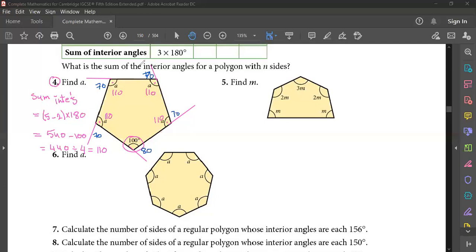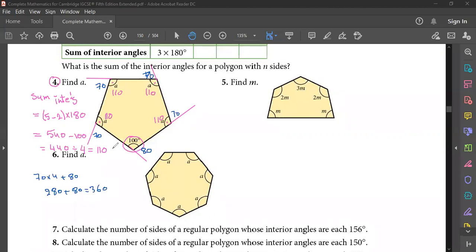Now can we add them up? We'll do 70 times 4 plus 80. 70 times 4 is 280, and 280 plus 80 is equal to 360.